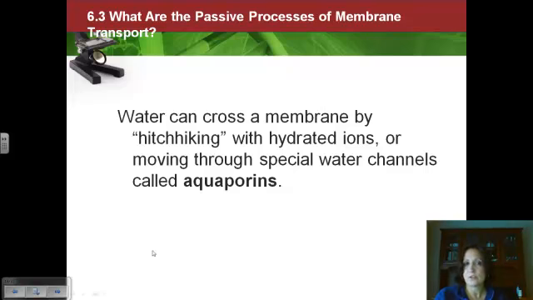The next lecture will be on active transport, or moving against the concentration gradient. I hope this helped.